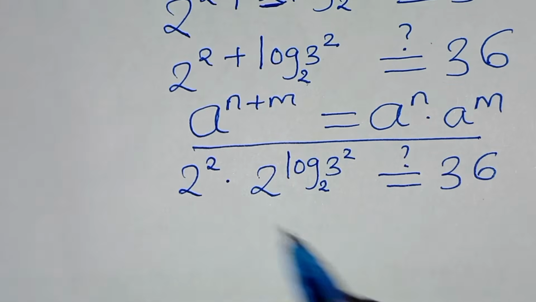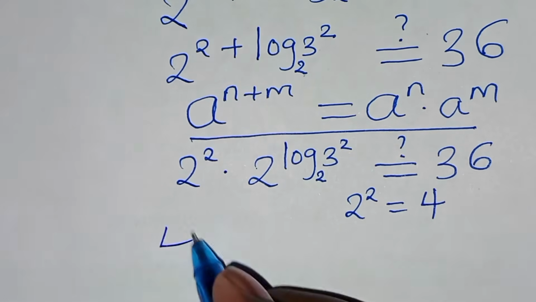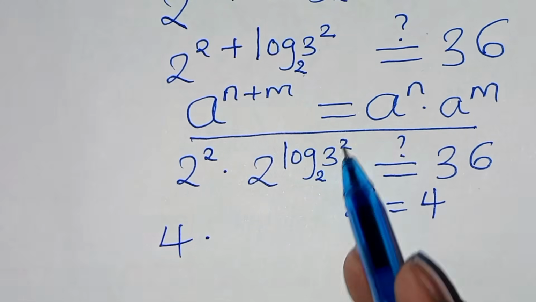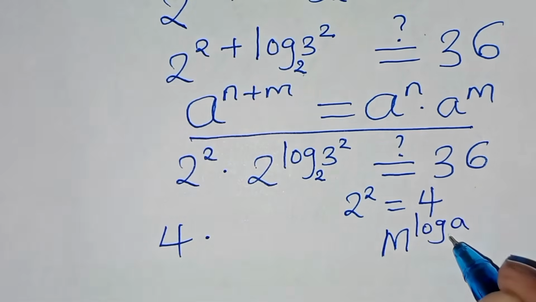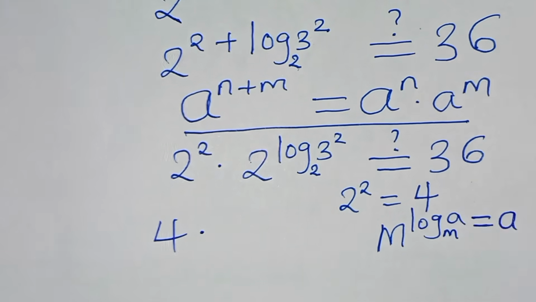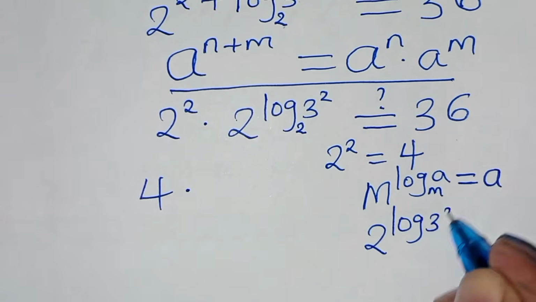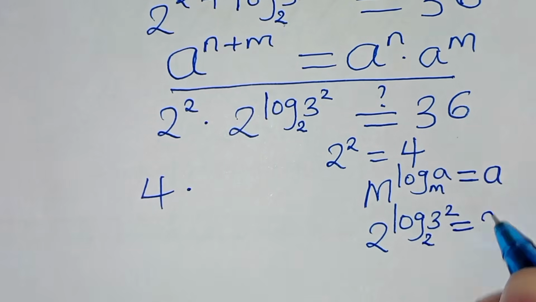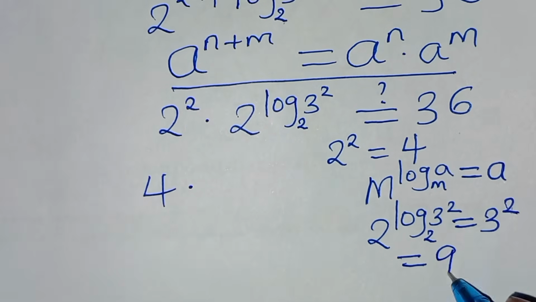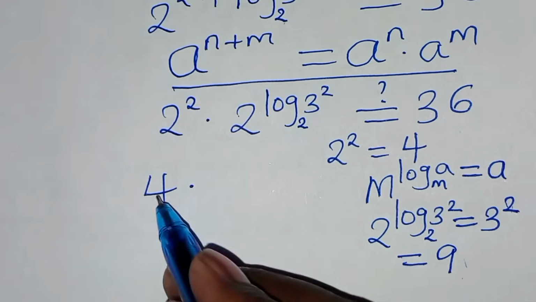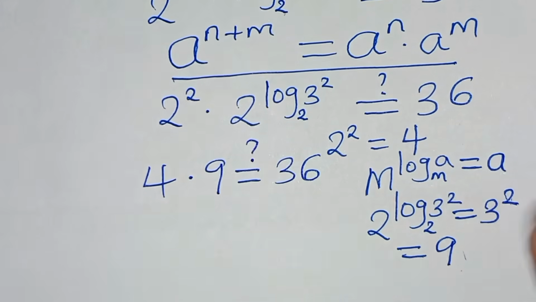Now, this implies that 2 to power 2, this is the same thing as 4. So we have 4 multiplied by 2 to power log 3 squared to base 2. This is in the form of m to power log a to base m, which should give us a value of a. So this implies that 2 to power log 3 squared to base 2 should give us a value of 3 squared. 3 squared, in this case, is equal to 9. Let's substitute 9. We'll have 4 times 9. This is equal to 36.